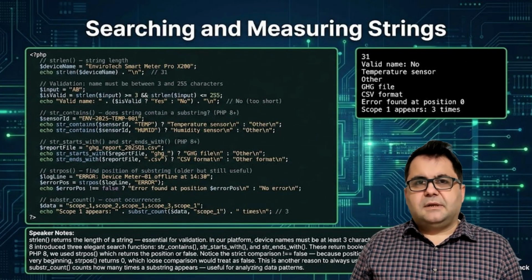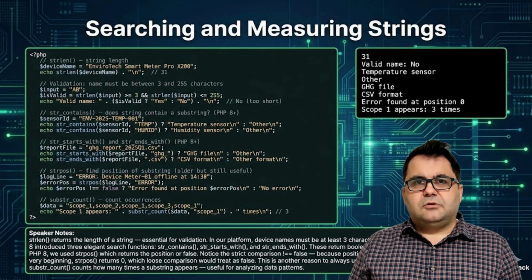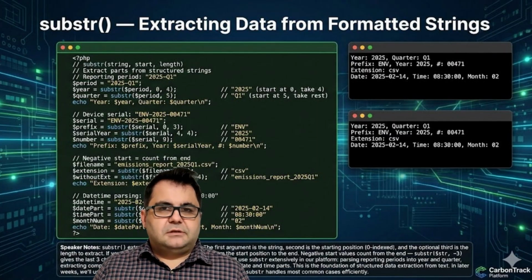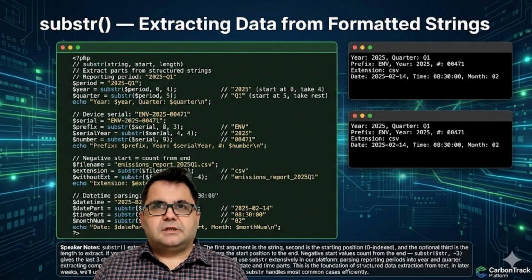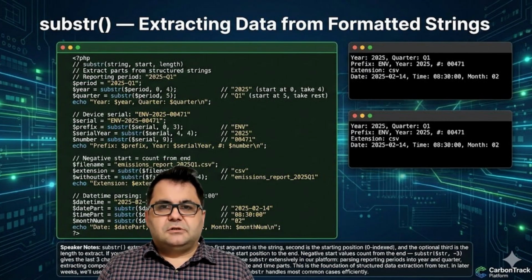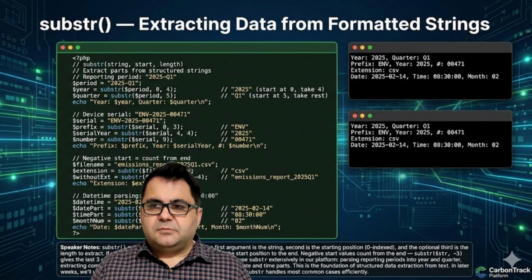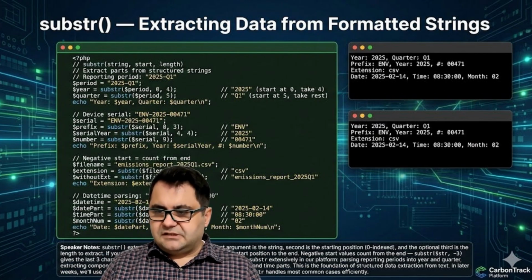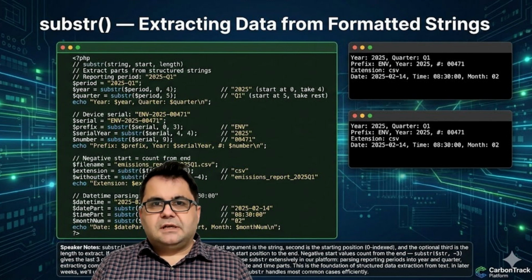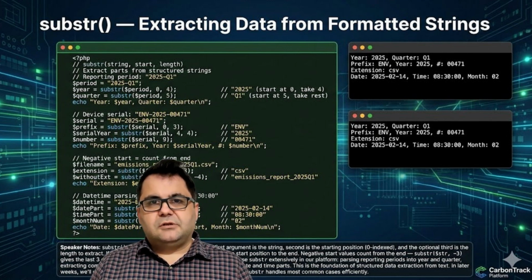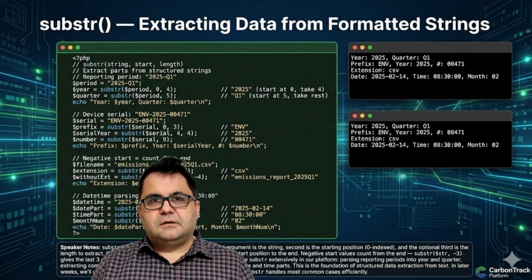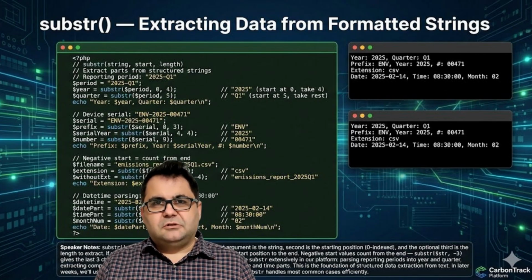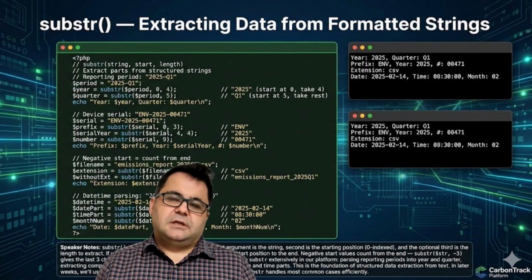substr_count counts how many times a substring appears, useful for analyzing data patterns. substr extracts a portion of a string. The first argument is the string, second is the starting position, 0 indexed, and the optional third is the length to extract. If you omit the length, it takes everything from the start position to the end. Negative start values count from the end. substr with the string and minus 3 gives the last 3 characters, useful for extracting file extensions.